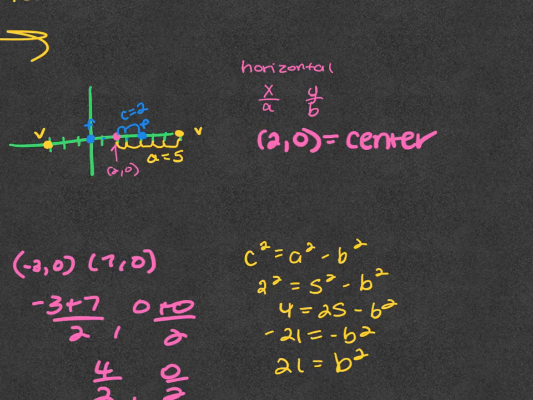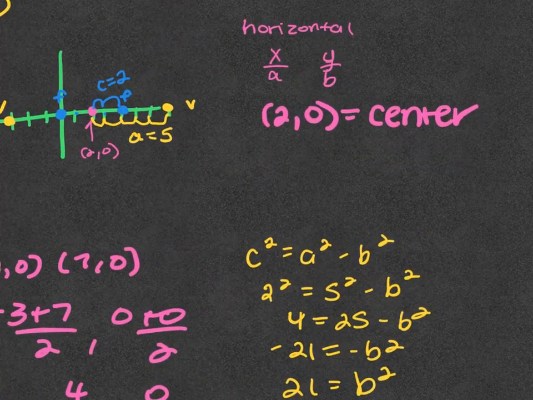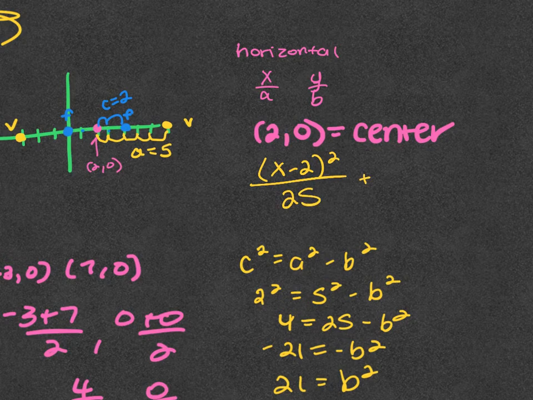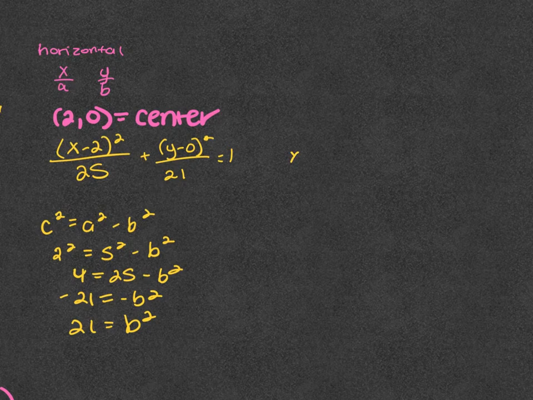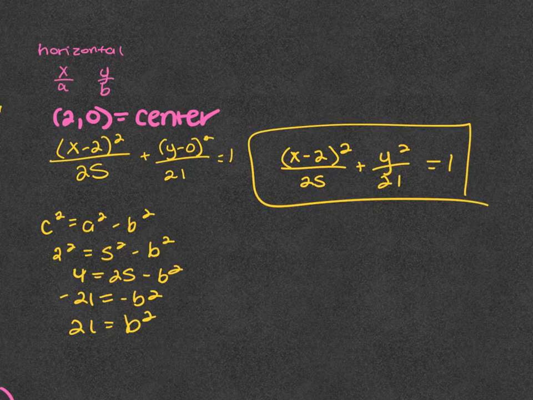Now that's all the information I need, right? Because it didn't ask for anything else. It just said find the standard form. So I'd get x minus 2 squared over a squared. We said a was 5, so this would be 25. Plus y minus k squared, y minus 0 squared over b squared, which is 21, equals 1. And since this is again multiple choice, it would say x minus 2 squared over 25 plus y squared over 21 equals 1. You wouldn't see the minus 0.